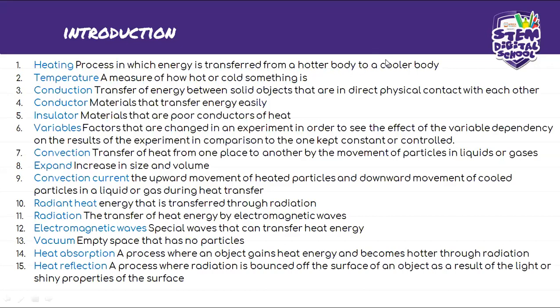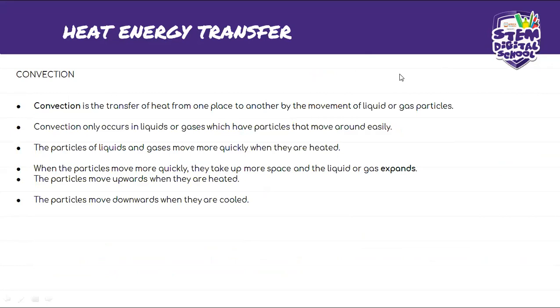Now let's go on to convection current. Convection current is the transfer of heat from one place to another by the movement of liquid or gas particles. What it means is that convection occurs in liquids or gases, but not in solids. Convection only occurs in liquids or gases which have particles that move around easily.